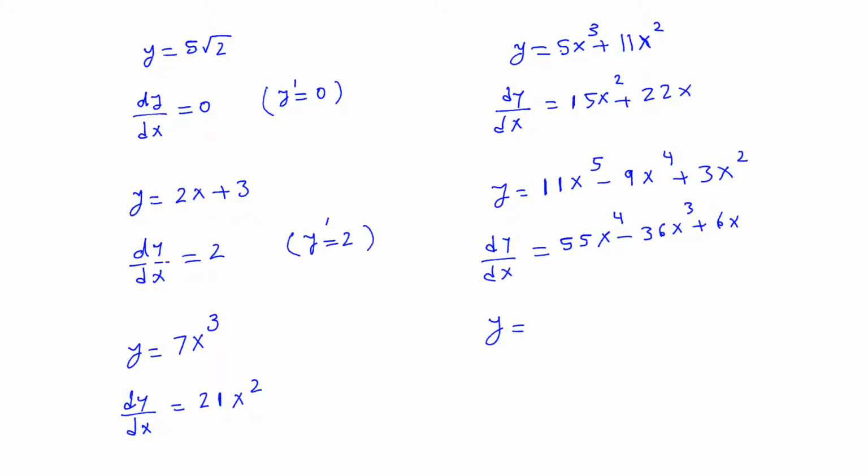Derivative of y equals 2x^2 plus 6x plus 5. Derivative of 2x^2 is 4x, and derivative of 6x is 6, and derivative of 5 is 0. Therefore, the derivative of 2x^2 plus 6x plus 5 is 4x plus 6.